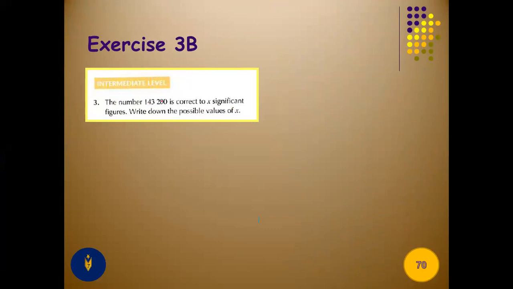The number 1,43,200 is correct to x significant figures. Write down the possible values of x. Means if you see over here, this is a whole number and there are two zeros after non-zeros. According to rule 5, zero after non-zero in a whole number may or may not be a significant figure. It depends upon how the number is approximated.